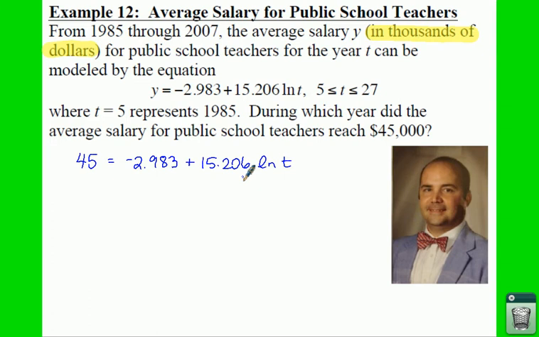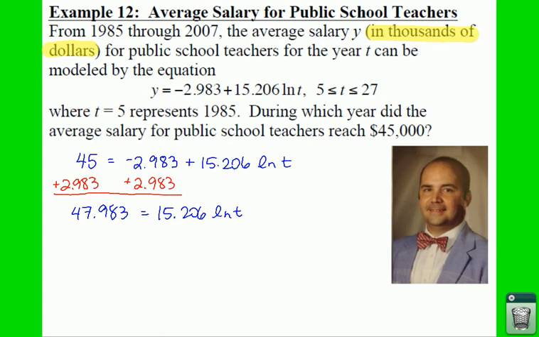So what we want to do here is you could graph this, but we are also going to just solve it. If we're trying to solve for natural log of T, I need to get this T by itself. So let's add 2.983 to both sides. That's going to give us 47.983, and that's equal to 15.206 natural log of T. From here, we got to get rid of this 15.206, so divide this by 15.206, and you should end up with 3.1555. We're going to round this to 4 decimals. That's equal to the natural log of T.